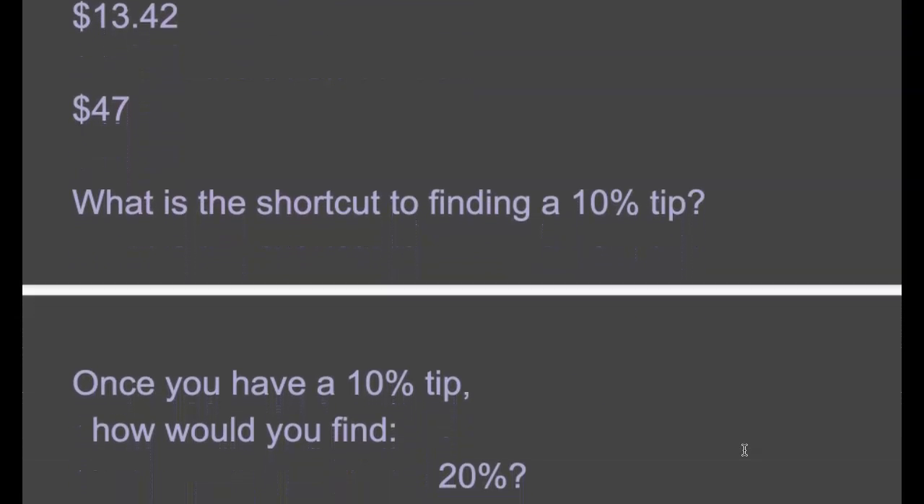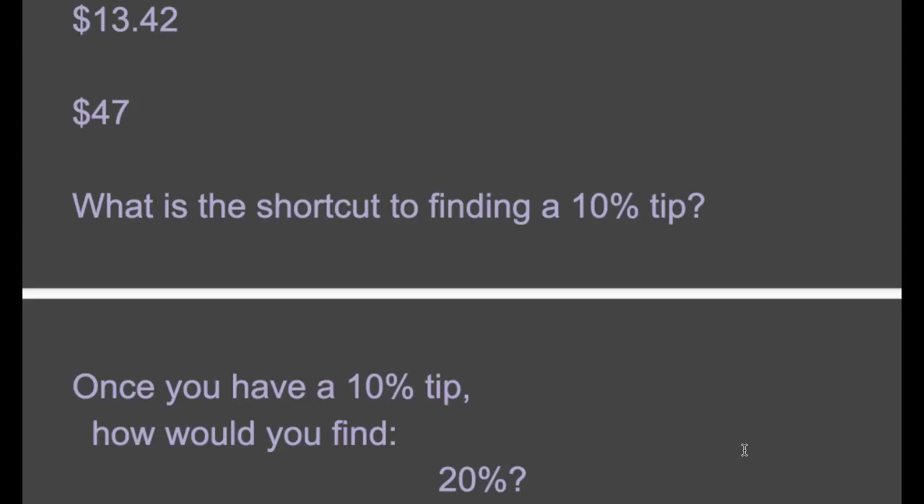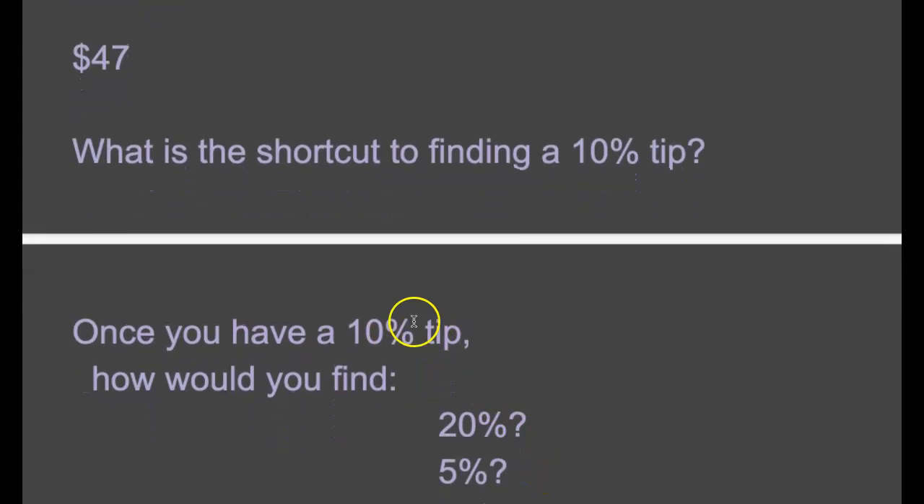All right. Once you have the shortcut to find a 10% tip of something, and you have that 10% tip, how would you go about finding a 20% tip? So think about the relationship between 10 and 20. Now, once you find a 10% tip, how would you find a 5% tip? Think about the relationship between the number 10 and 5.